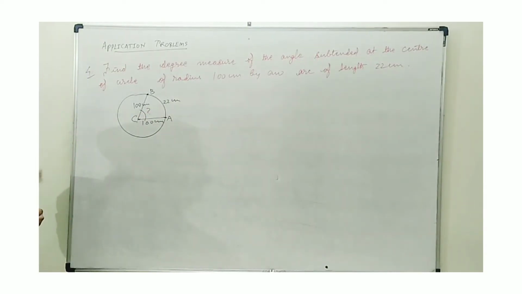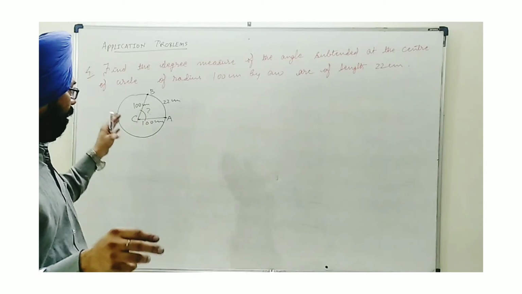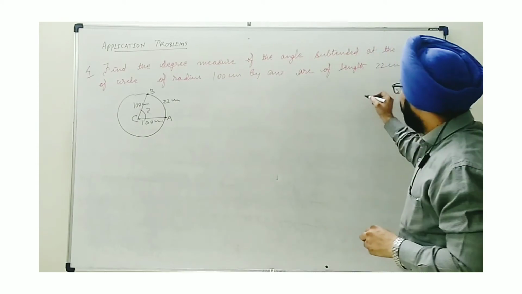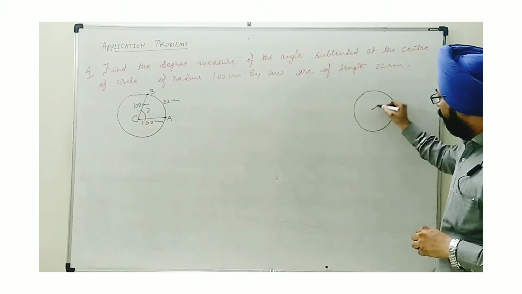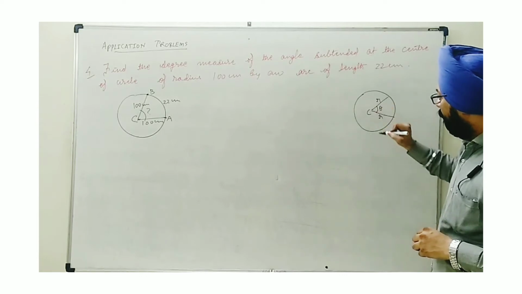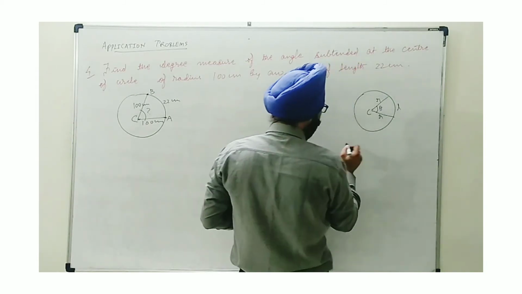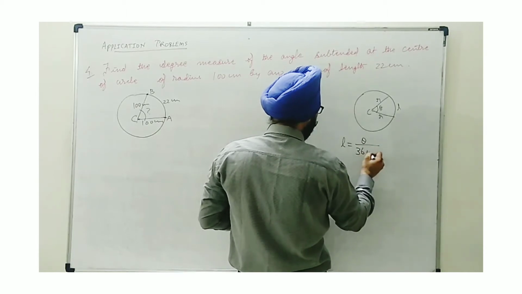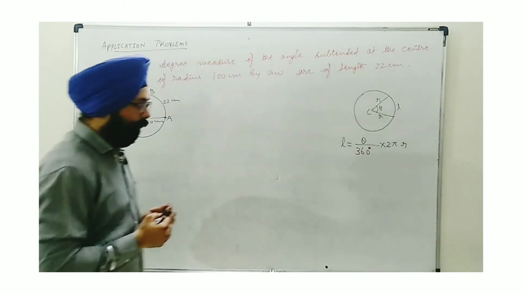Now this is actually not a new concept, but this year we can relate this to the concept seen in the previous year. What was that? Last year you have seen, if r is the radius, theta is the angle at the center, and L is the length of the arc, then we write L equal to theta upon 360 degree into 2 pi r. I hope you know it very well.